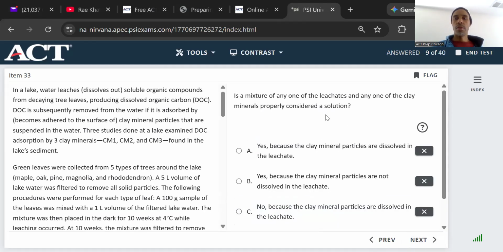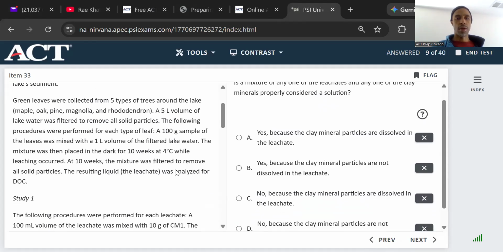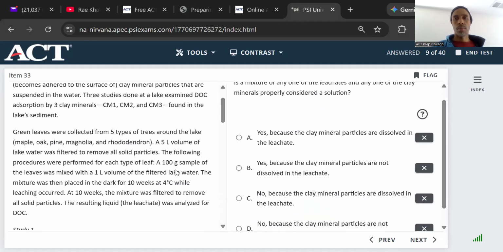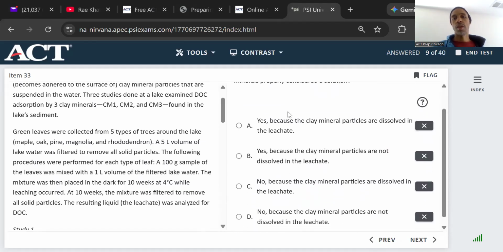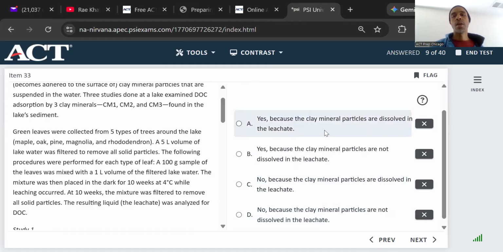Is a mixture of any of the leachates and any one of the clay minerals properly considered a solution? This will probably require background information, because what makes something a solution? The answer choices can help you, but not the yes, yes, no, no; the reasons. Because the clay mineral particles are dissolved in the leachate. Is that right? Are the clay mineral particles dissolved in the leachate? Or the clay mineral particles are not dissolved in the leachate. So we have to know, are the clay mineral particles dissolved in the leachate or not?